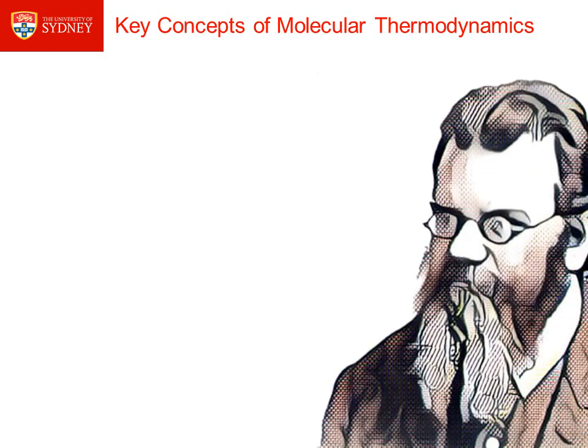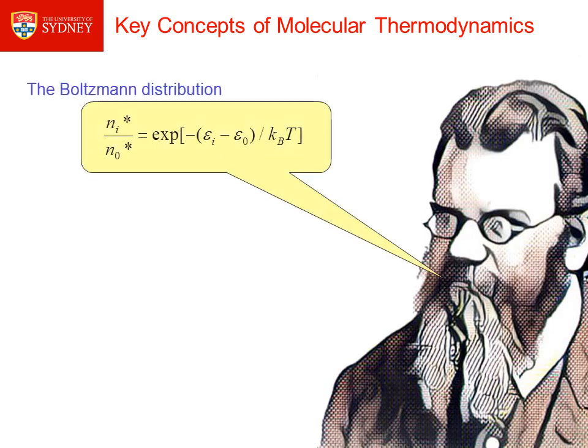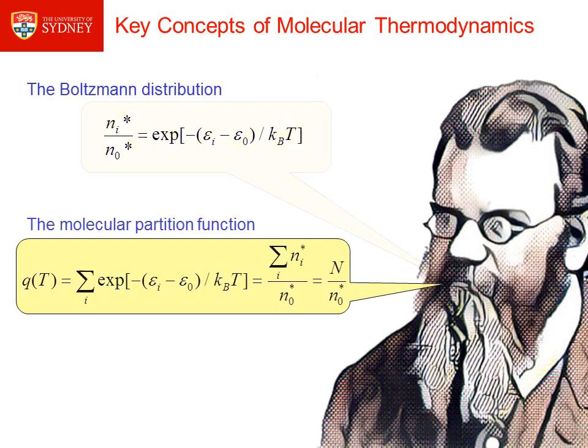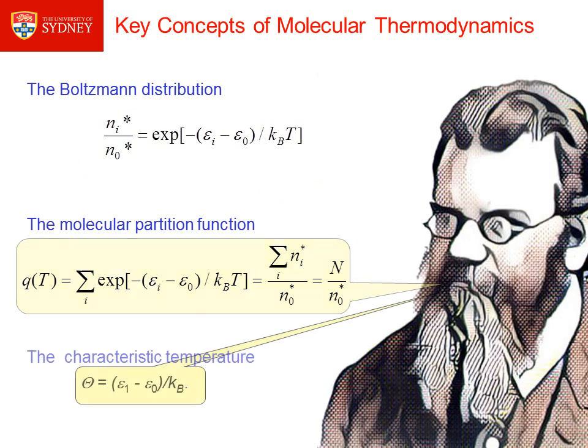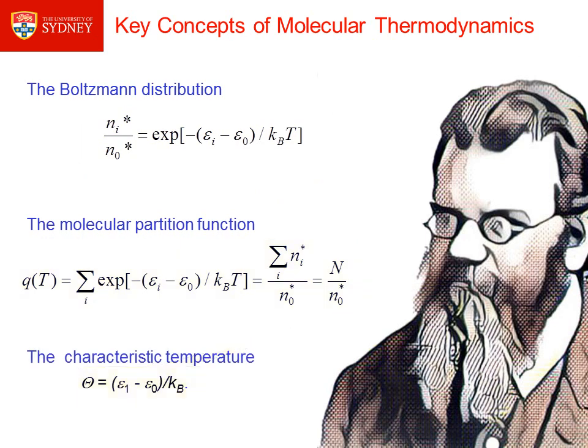In week 1, we looked at the consequences of different ways of sharing energy among a system or ensemble of particles with quantized energy levels or states epsilon i, that is, atoms or molecules. This gave us a new perspective on temperature, which we'll come back to in week 2, and also introduced 3 new important quantities. These are the Boltzmann distribution, the molecular partition function, and the characteristic temperature.